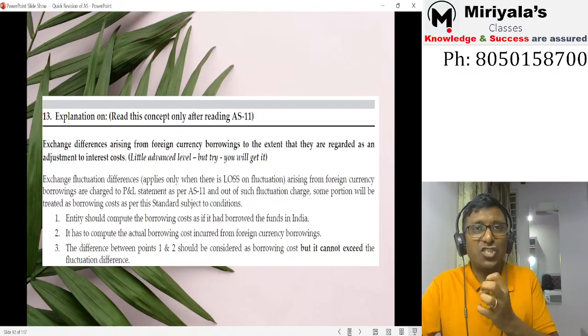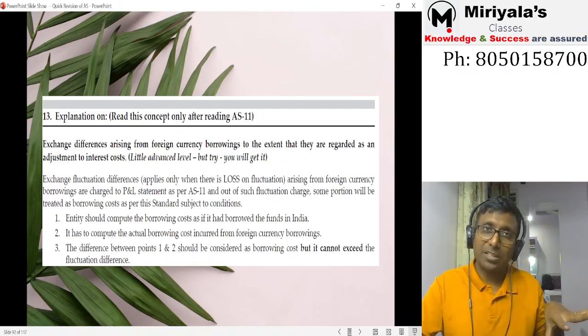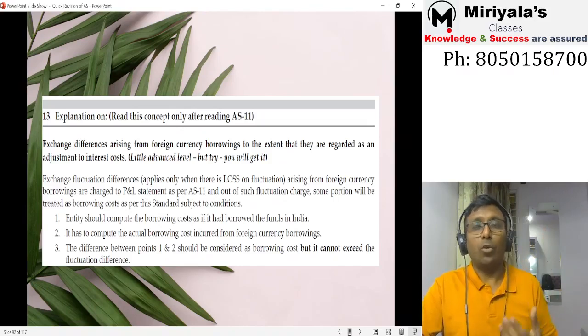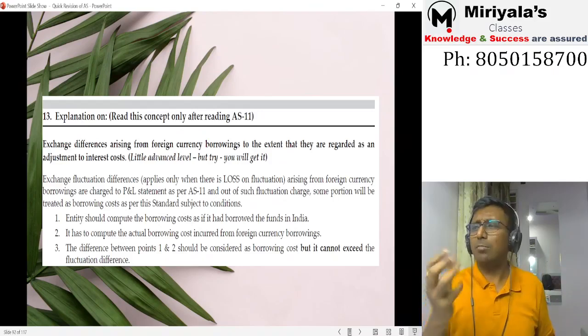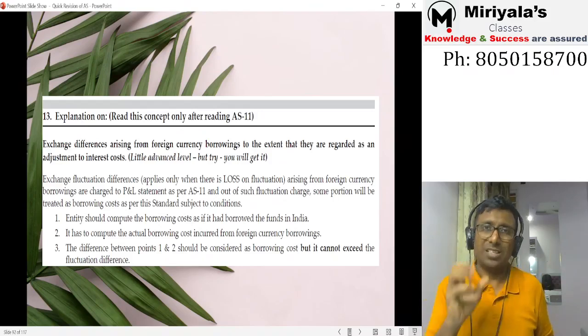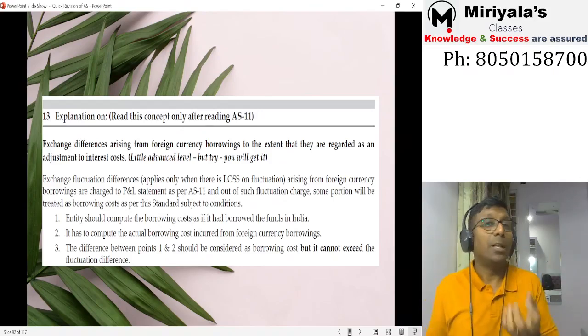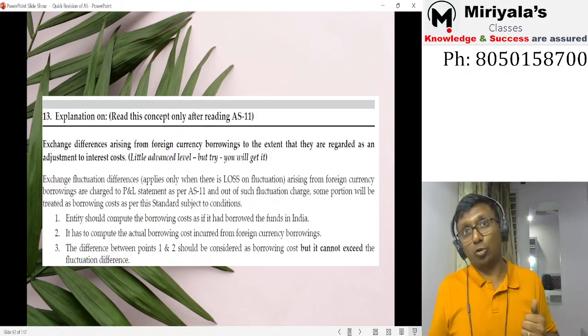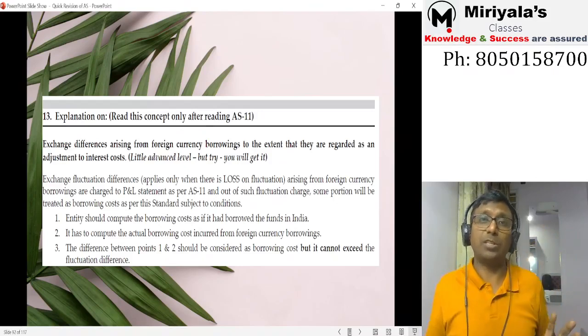I told you the exchange difference arising from foreign currency borrowing, to the extent it is regarded as a borrowing cost. See, if I have borrowed in India, what would have been my cost? My cost is interest cost. Okay, sir, how much is your interest cost? 1,000 rupees, sir. Just 1 lakh rupees, I'll take it. But if I had borrowed from outside India, I have to pay the interest cost. Example, how much should you pay as interest cost? So 60,000 is my interest cost.